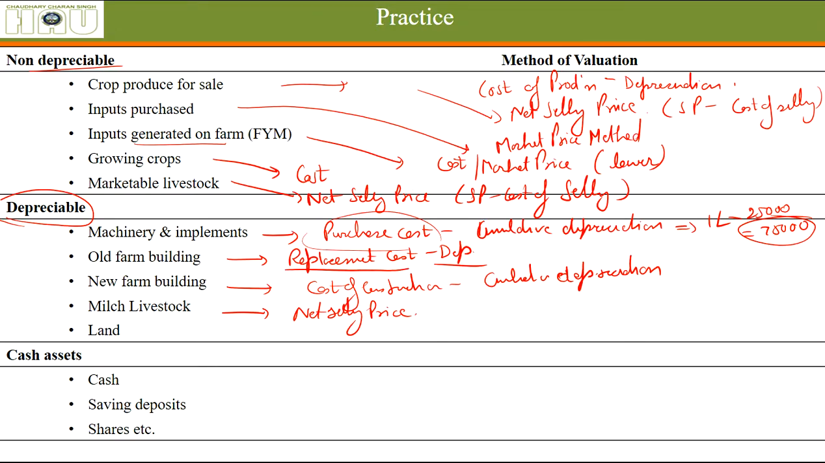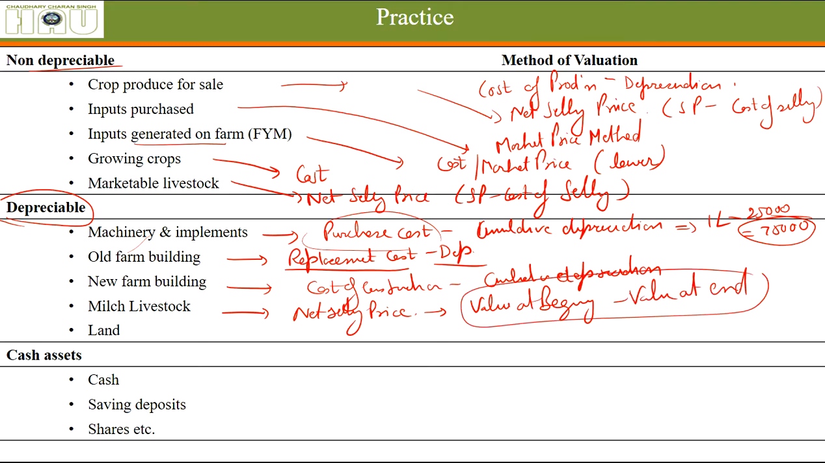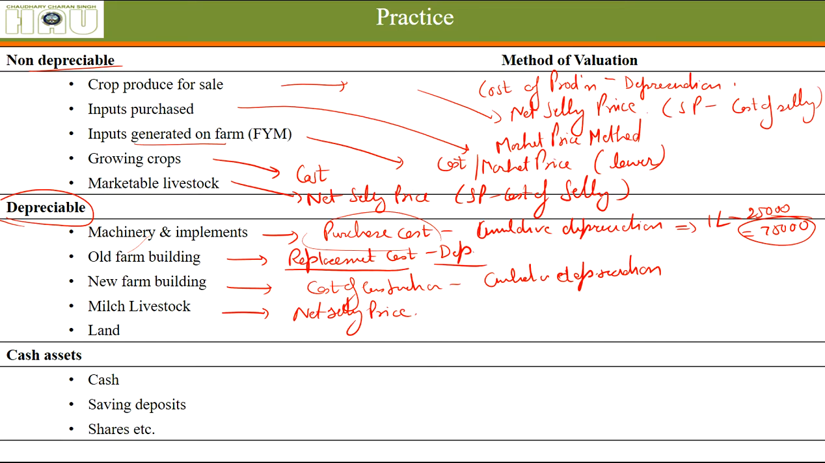There is another method for milch animals or draft animals. Value at beginning of the year minus value at end. Sorry, no, this is not the method. Actually, I missed something. For milch animals, what I mentioned was the method of calculating depreciation. For milch animals, again, net selling price is the method we will be using.